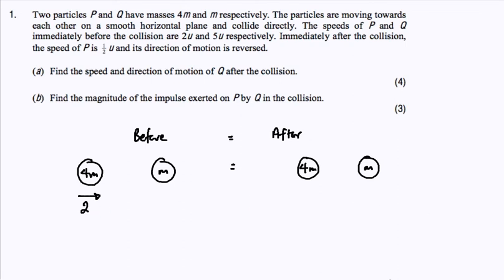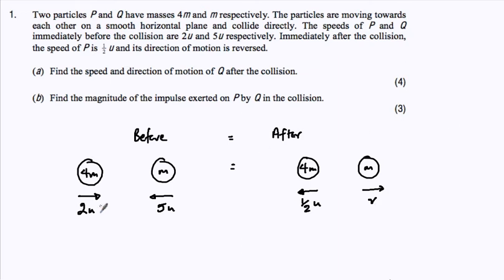I think actually I've done that wrong already. We have 5u. No, we don't. We have 2u here. Moving towards each other, we have 5u here. Afterwards, this is reversed in its direction. Now going at a half u, and this one we don't yet know. Let's call that v.